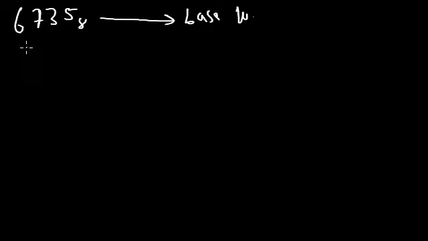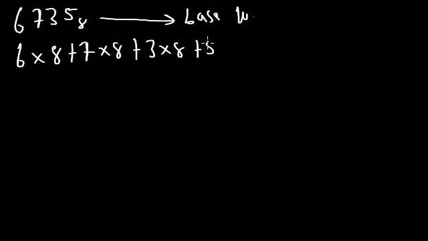So pause the video and check this question out. If you have 6,735 to be in base 8, okay, my bad, I wrote 8, and you have to convert it to a number in base 10, pause the video and try it out. So just like before, we need to expand the octal number with its base, adding the result together. So that's 6 times 8 plus 7 times 8 plus 3 times 8 plus 5 times 8.